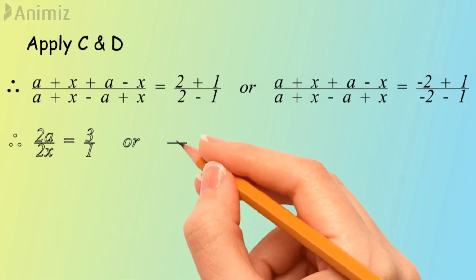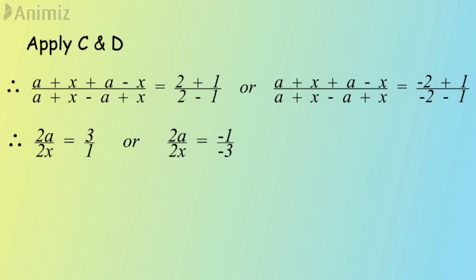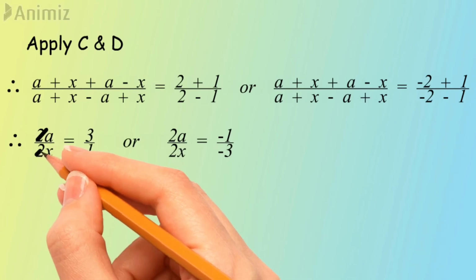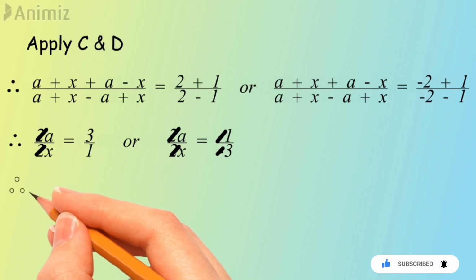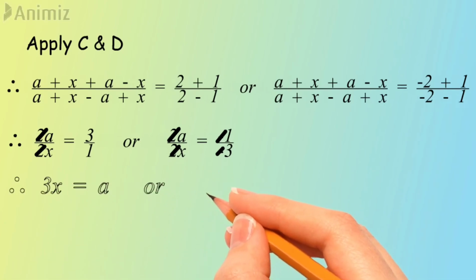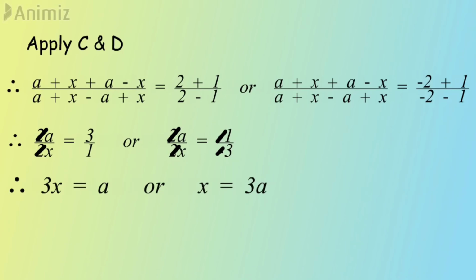Yes, on simplification you will get 2a by 2x equal to 3, or this is equal to minus 1 upon minus 3. Now minus minus will get cancelled, 2 will get cancelled. So what will be your remaining part? When you cross multiply, what will be the value? 3x equal to a, or x equal to 3. So 3x equal to a means what, students? x will be a by 3, or x equal to 3a. So you'll get two values, either it is a by 3 or 3a.